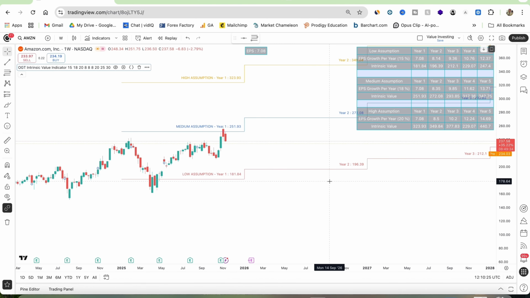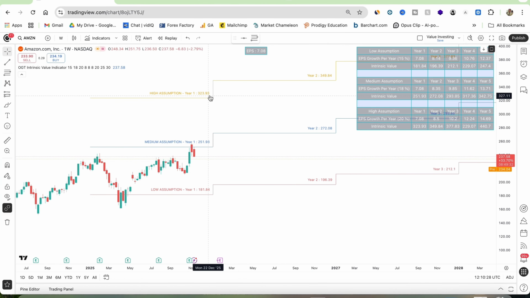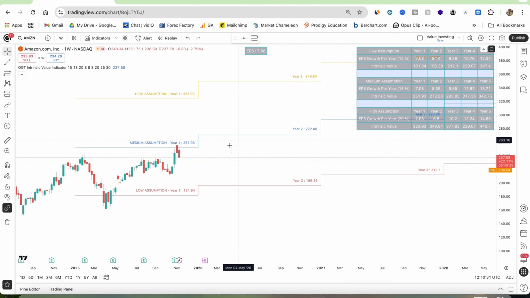So if I hit OK, what that does is it gives you 3 lines: your high assumption line for 5 years, your medium assumption and your low assumption. So based on this, let's go with the low assumption for now. Your low assumption of the intrinsic value, based on your earnings growth rate, your PE ratio, and your desired rate of return, is that if you wanted to buy Amazon today, you would want to buy it at or below $181.84. So that's the kind of price where you want to do it. This is how powerful this tool is, and you can play around with the numbers to see what different permutations give you.